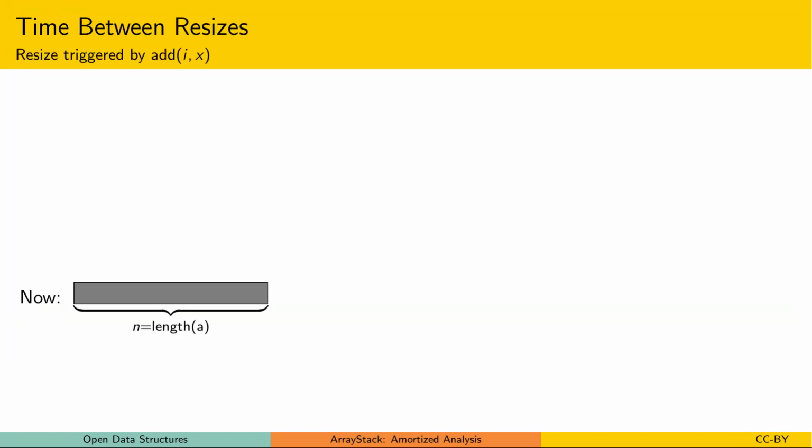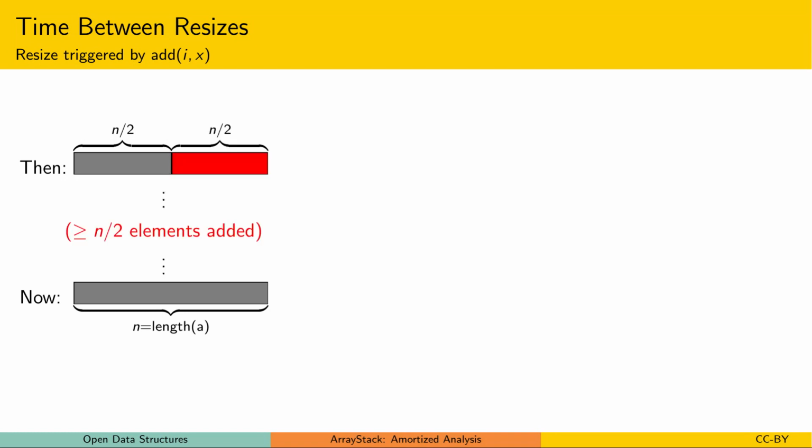Now, consider the situation just before a resize triggered by adding an element. This happens when A is completely full. The length of A is equal to n. If we look back at the most recent resize operation, the one that allocated the current array A, we see that right after the resize operation, A was exactly half full. It contained exactly n over 2 elements. Since A now contains n elements, we can conclude that an additional n over 2 elements were added since the last resize operation. This means that between the previous and current resize operations, at least n over 2 add(i, x) operations were performed.